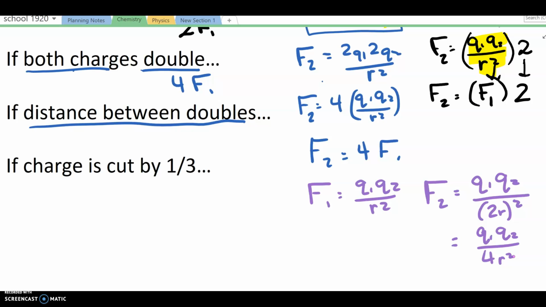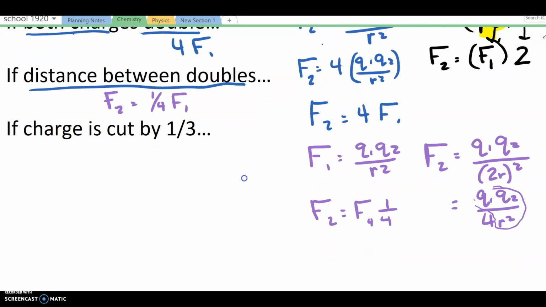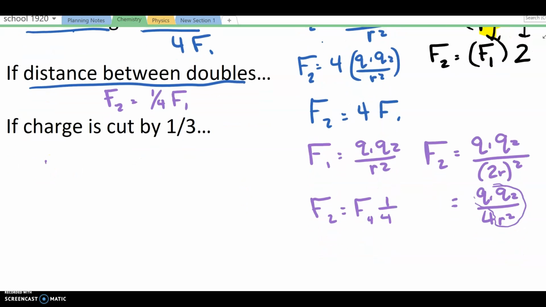And so that means F2 is equal to, well, here is F1, times 1/4. Or we could say F2 equals a quarter of what F1 used to be. When the distance gets bigger, the new force gets smaller. What happens if the charge is cut by 1/3? We still have F1 is Q1, Q2 over R squared.